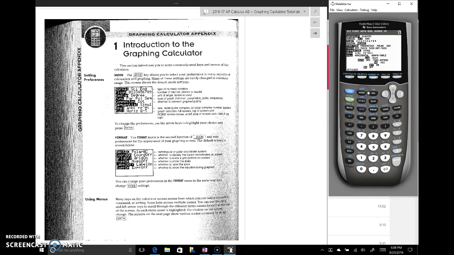All right, so let's go back to mode. I'm going to put it back in normal. The next thing, we can kind of ignore it. It's not really important for our class. The most important one is going to be radians and degrees.